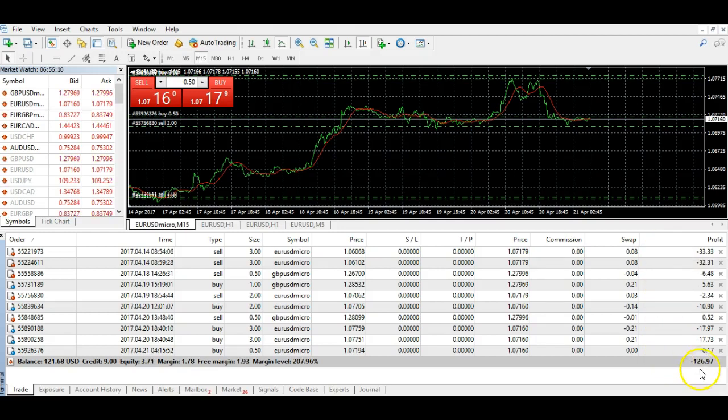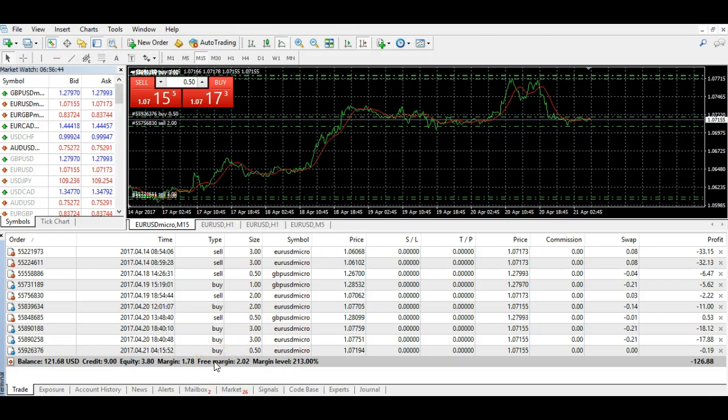Now, notice in this trading session, there's $126 out of the money. But on our balance, we've got 121. So we're down by about $5. What is important, even though you're down here on your trading value, is that your free margin and your margin are in a specific area to be safe. Okay, and I'm going to explain. This is why I'm making this video.